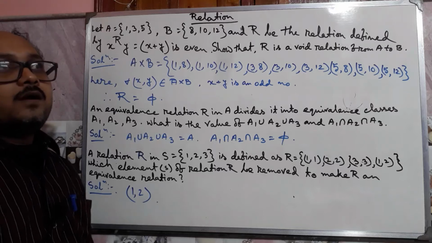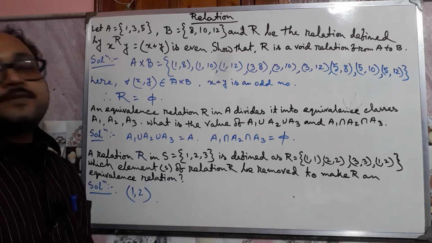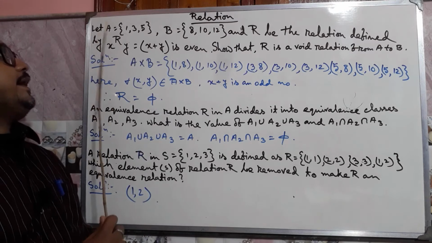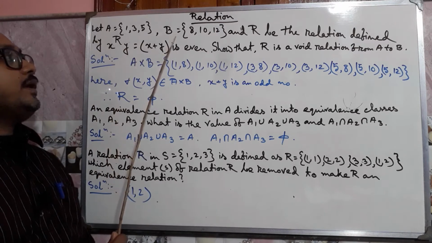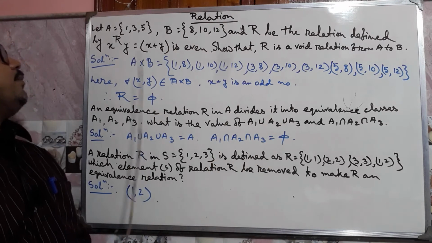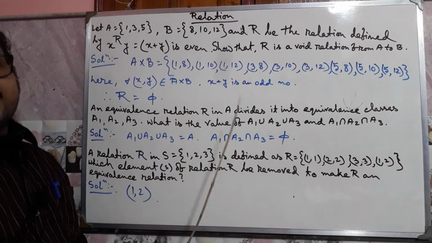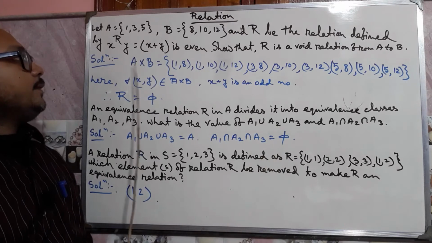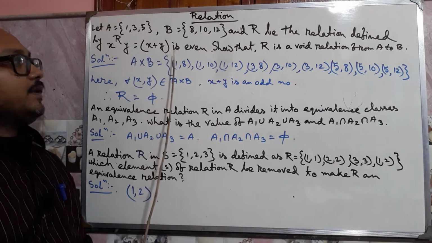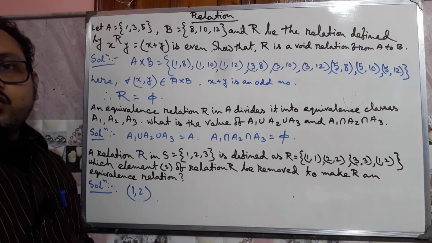In this video, we shall discuss some problems from the chapter Relations. The first problem: let A be the set {1, 3, 5} and B be {8, 10, 12}, and a relation R is defined by x R y if x plus y is even, that is, the ordered pair (x, y) belongs to R if the sum of x and y is even. Then we have to show that R is a void relation from A to B.